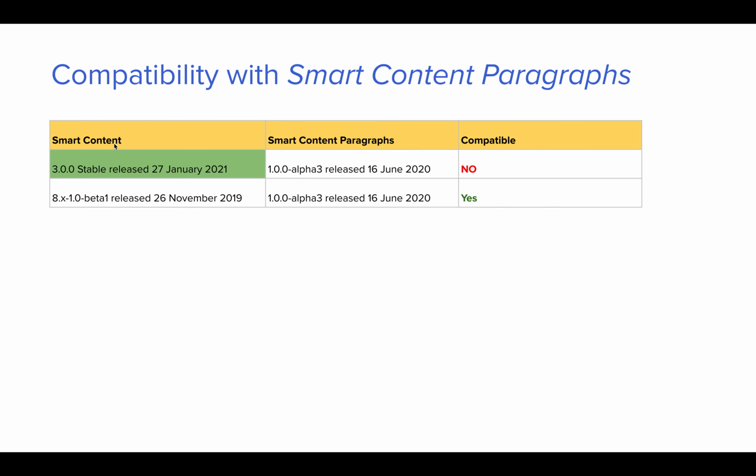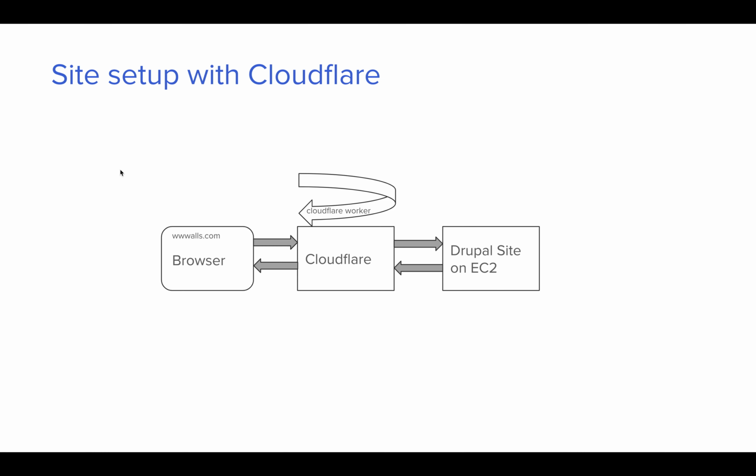But the older version of the Smart Content module, 8.x-1.0, is compatible with the latest version of Smart Content Paragraphs. But I would recommend going with the stable version of the Smart Content module, even though it's not compatible with Smart Content Paragraphs, because the Smart Content module has a lot of API changes in the 3.0 version, and that's going to be improved further until Smart Content Paragraphs catches up with that API. So in this demo, I'm going to use the stable version, 3.0.0.